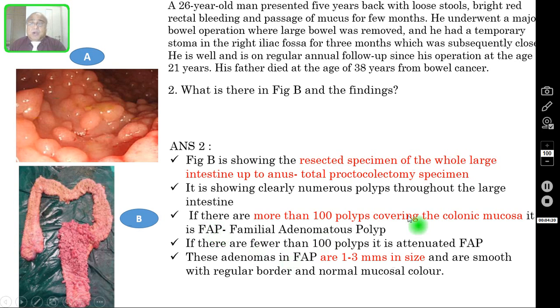If there are more than 100 polyps covering the colonic mucosa, it is familial adenomatous polyposis. If there are fewer than 100 polyps, it is called attenuated familial adenomatous polyposis. These adenomas in FAP, or familial adenomatous polyposis, are usually 1 to 3 millimeters in size, and these are smooth surfaced with regular border, and the mucosal color is the normal pink color.